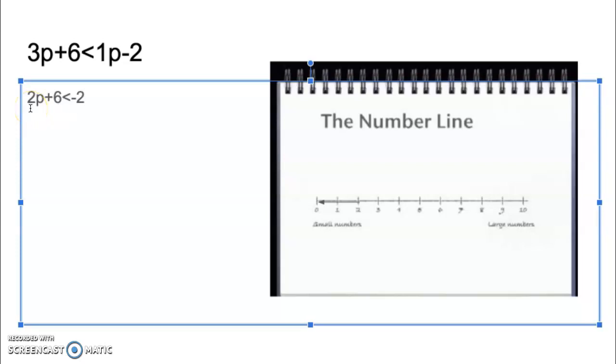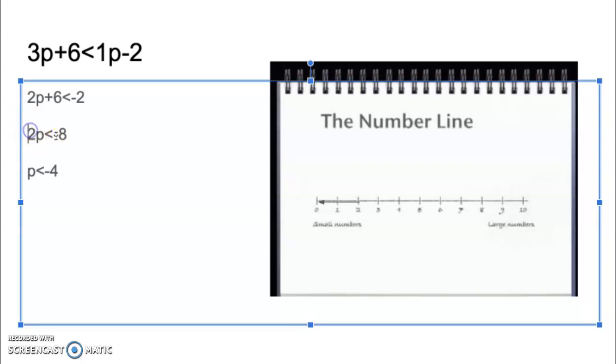And for the next step, you want to move the 6 over to the right side of the equation. So 2p < -6 - 2, which is -8. And for the final step, you're going to divide -8 by 2, and you're going to get -4.